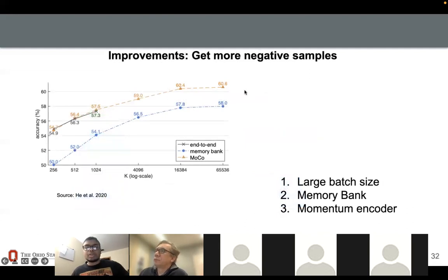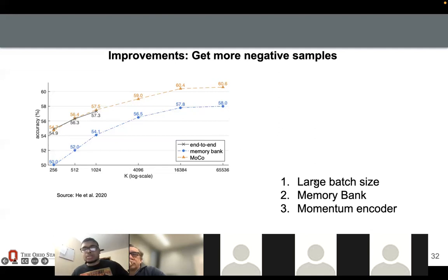The other part of the proposed improvement is just to get more negative samples. We discussed in session one that there is an information theoretic view of increasing N, having more N samples. And they have empirically shown that adding more negative samples in that loss term does give improvements in the final downstream accuracies of a classification task. This is all mostly in ImageNet experiments. End-to-end here refers to doing what we discussed, and memory bank and MoCo are the techniques I will show in the next slide.